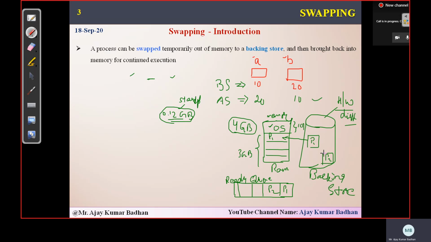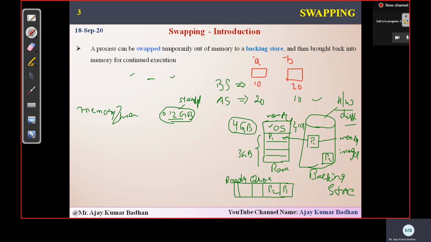Actually, this particular backing store consists of not the processes, but the memory images. It actually consists of the memory images of the respective processes. Okay, what do you mean by memory image? Let me take some time to explain this.